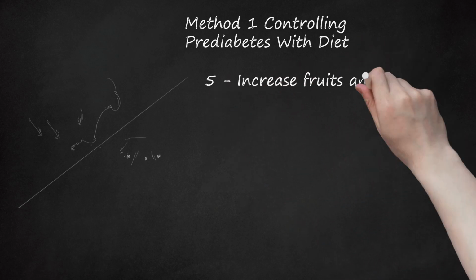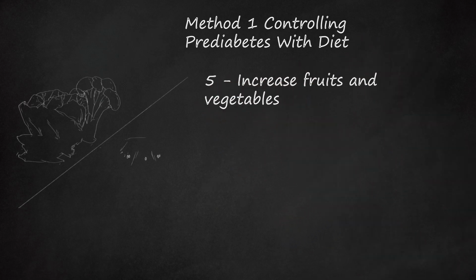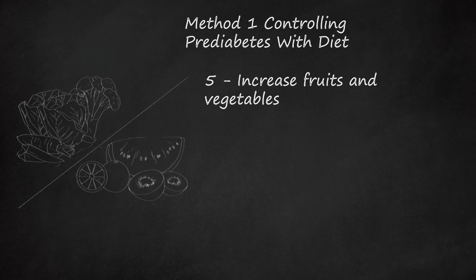5. Increase fruits and vegetables. You should increase the fruits and vegetables you eat every day. Fruits and vegetables contain essential vitamins, minerals, and nutrients. Go for vegetables that are less starchy, like broccoli, leafy greens, carrots, and green beans. Eat at least 3 servings a day.